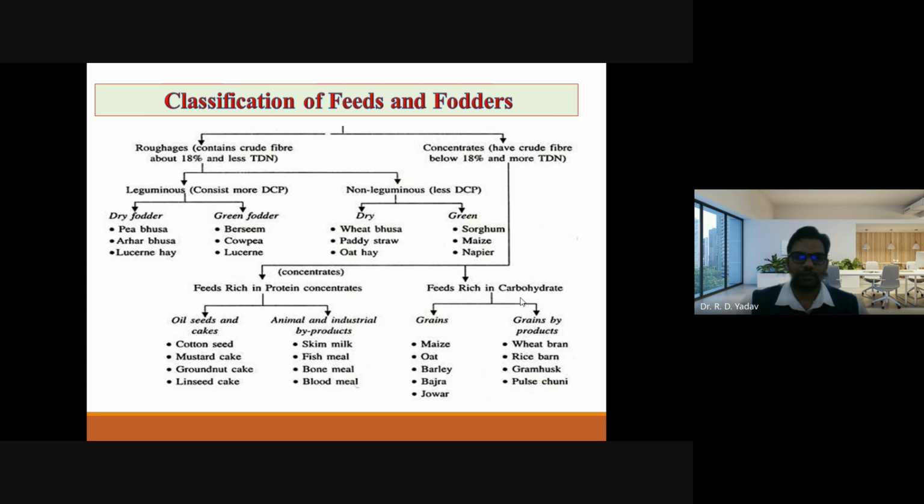Roughage, in terms of nutrition, is defined as having more than 18% crude fiber and less than 60% TDN. Whereas concentrate has less crude fiber, below 18%, and more than 60% TDN. This is the basic classification of roughage and concentrate on a nutrient basis. And I have already discussed examples of leguminous, non-leguminous fodders and concentrates.